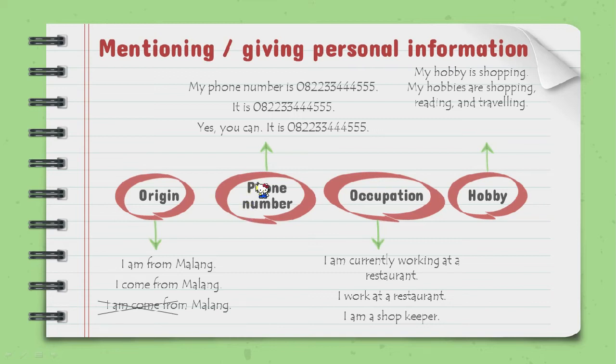And you might also say, I like or I love to go shopping. I like or love to draw. I like or love drawing. Well, that's all the explanation about personal information.